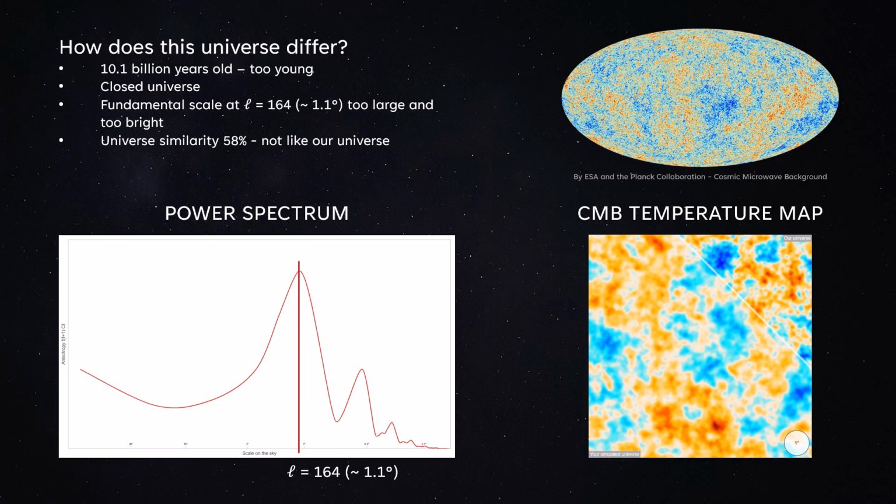If you look at the bottom left here, we got the power spectrum, which is quite different than our power spectrum, and we'll get into that. But I marked the fundamental peak there at L equals 164, or roughly 1.1 degrees of sky. In the top right, you'll see the CMB anisotropy map taken with the Planck telescope. And on the bottom right is the temperature map of our hypothetical universe, which shows the anisotropies of the CMB.